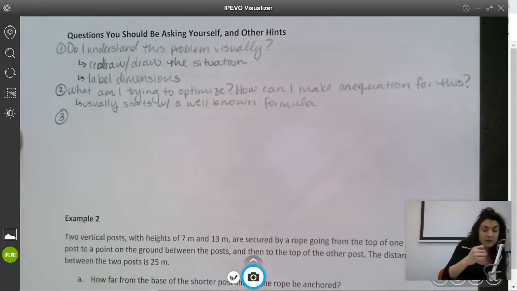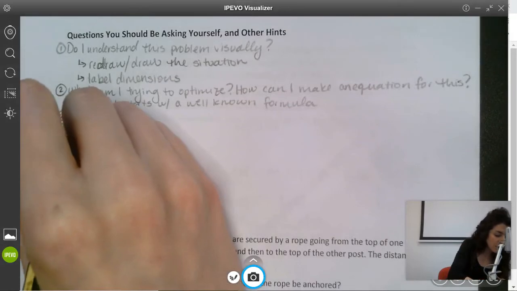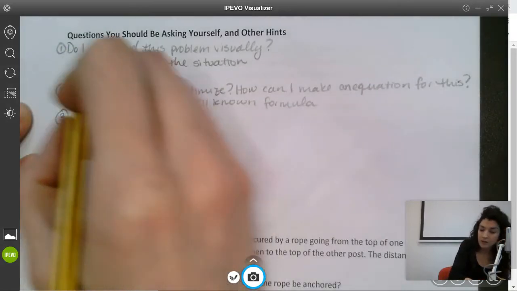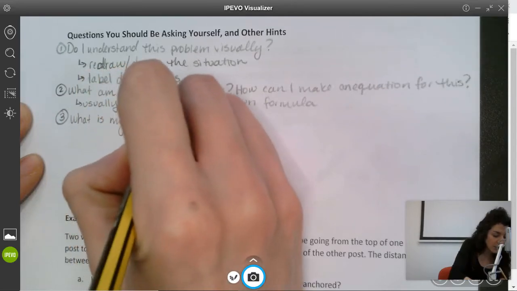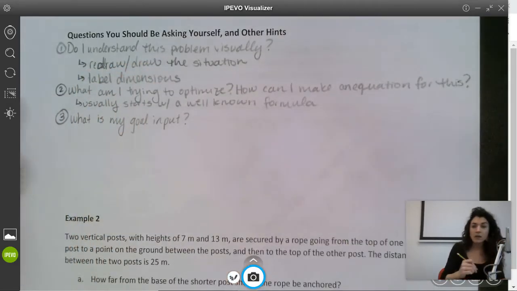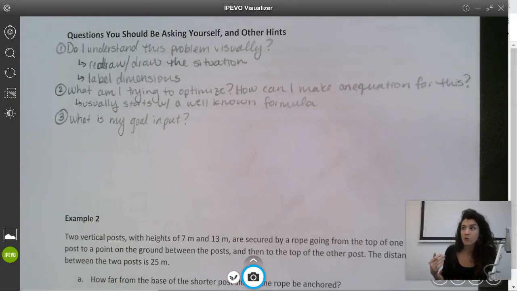Then you need to say, okay, I've got too many inputs. What is my goal input? You usually start with a generic formula which has all inputs, all variables. And so you need to say, okay, then what is going to be my goal input? Is it going to be X, or do I want to put it all in terms of length? Or do I want to put it all in terms of radius, right? So then you need to figure out and isolate, okay, this needs to be my goal input.